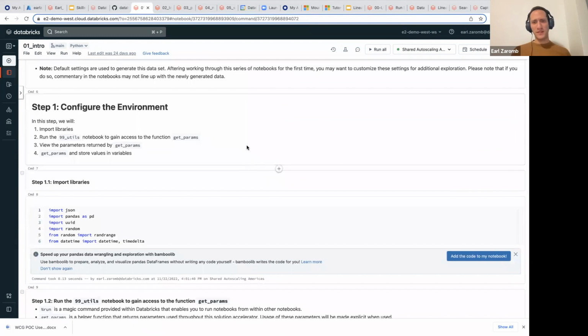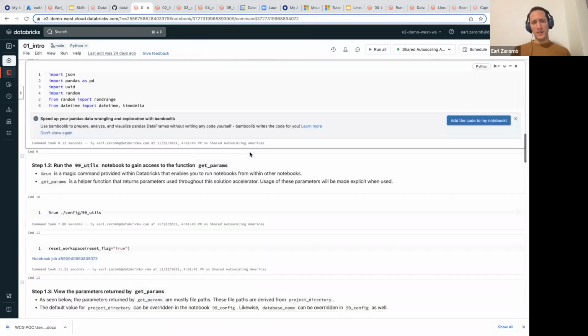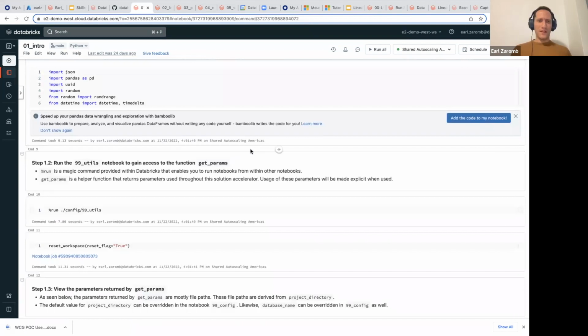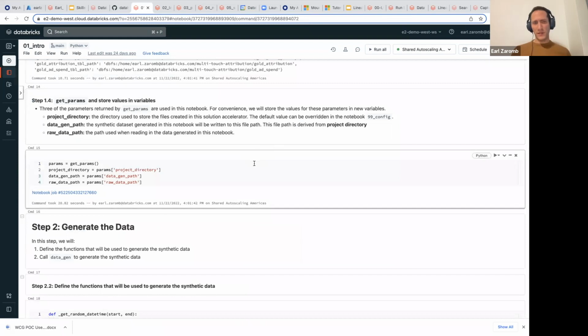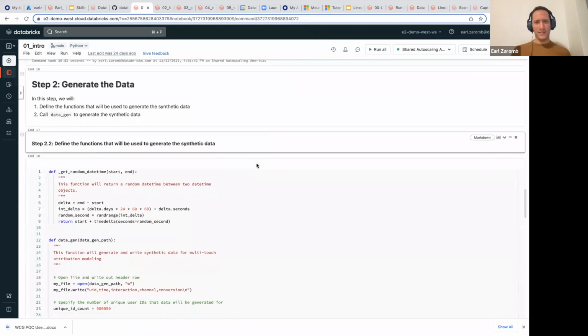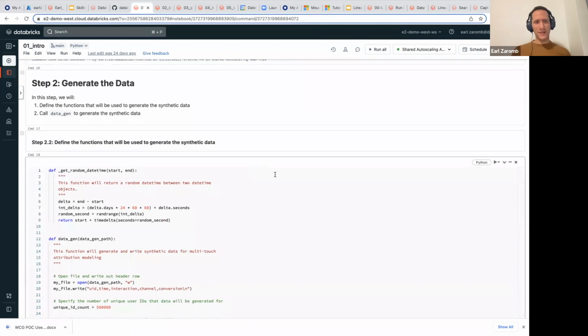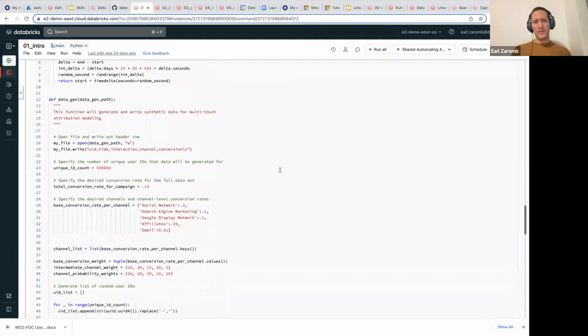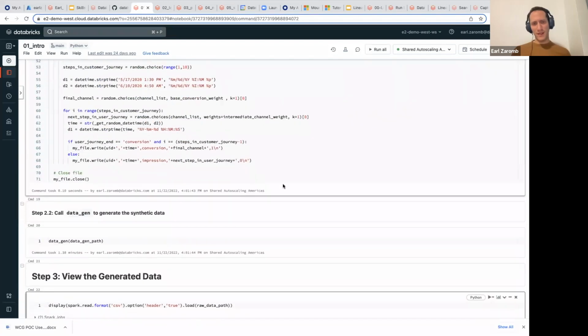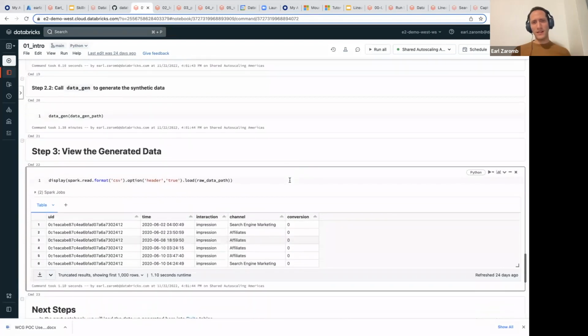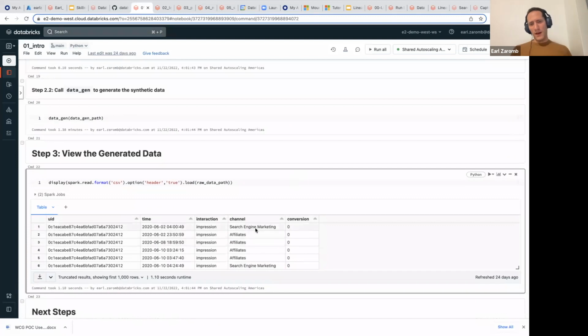I want to mention this piece is probably the piece that you would have to do on your own. I think we give you an example of creating some synthetic data, because obviously we can't share any actual customer data. So we have some data generation pieces in our notebook just to show you. But the idea here is we want to show you what the data structure would look like as a starting point for a multi-touch attribution solution.